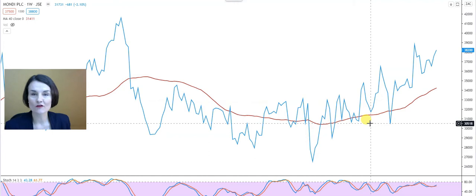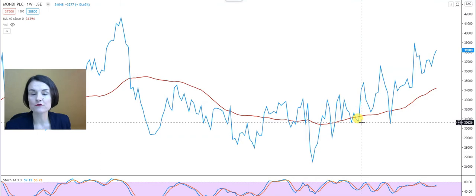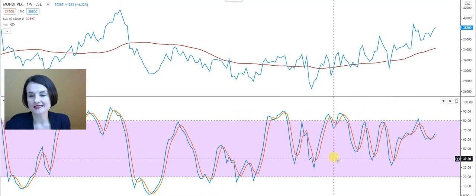This week we want to kick off with Mondi. We're going to use line graphs, and that red line represents the 40-week moving average. These are weekly graphs on the time frame, and this is the stochastic indicator.